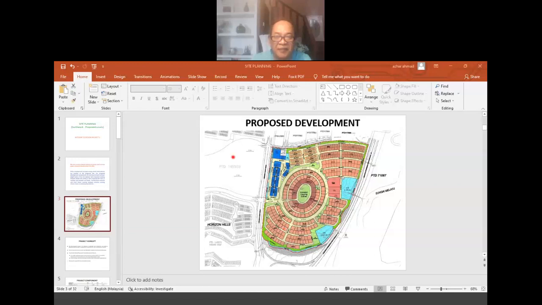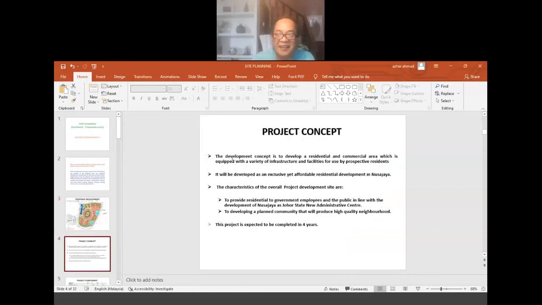And from here, next page. This is some brief of the project. The project concept, indicating what the project is all about, is to develop a residential and commercial area. So it is a combination of residential and commercial, and the summary of the project development is listed out. It's just an example.